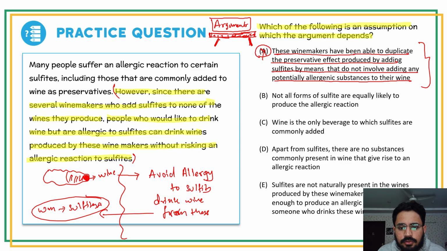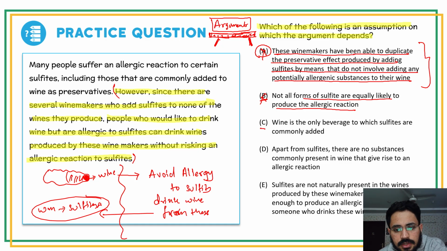Okay, but if you say the opposite of B, would that affect my argument? If you tell me that all forms of sulfite are equally likely to produce the allergic reaction, I would just reply, but they're not even adding sulfites. It does not do anything to my argument, right? So yeah, assuming the opposite did not affect my argument. So my argument is not dependent on B. C.